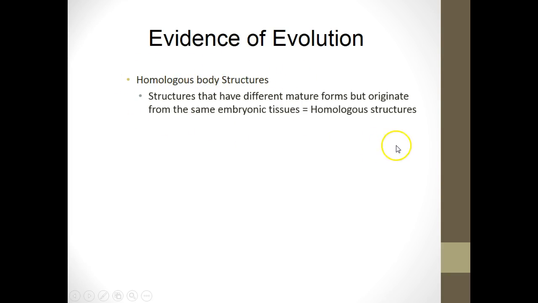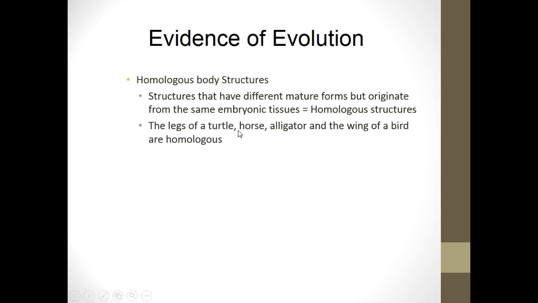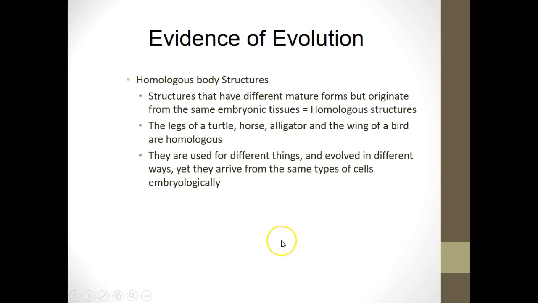And so these are structures that are homologous. When we talk about homologous structures, we're talking about structures that have different mature forms, so they can be different, but they originate from the same embryonic tissues. The legs of a turtle are homologous to the legs of a horse, which are homologous to the legs of an alligator, which are homologous to the wings of a bird. They are used for different things and evolved in different ways, yet they arise from the same types of cells embryologically. And we'll talk about embryology, which is the study of embryos.